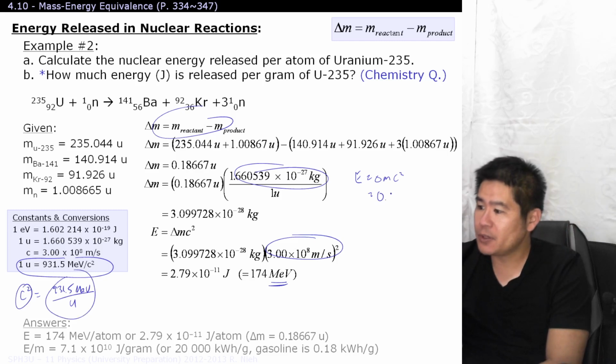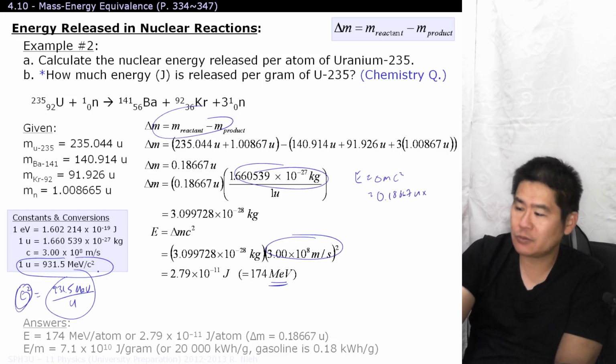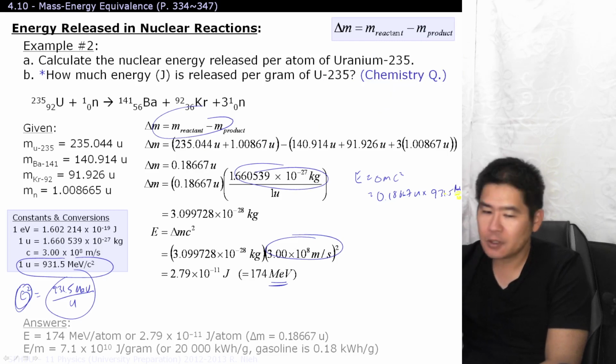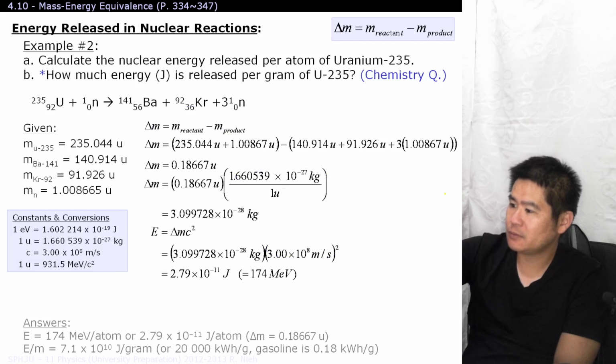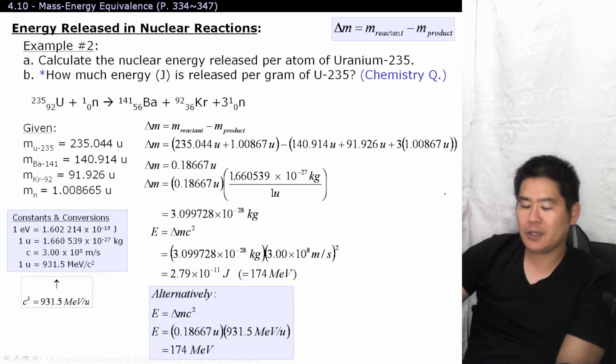So 0.18667 U times, instead of all the other madness, we know that c squared is equal to 931.5, so multiply by 931.5 MeV over U. I'll have you work that through. And there you have it, the super fast way to get to the same answer.